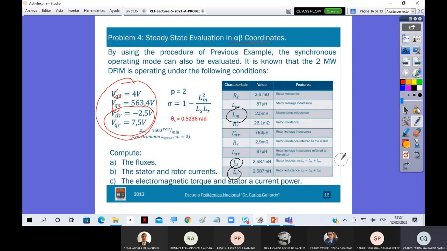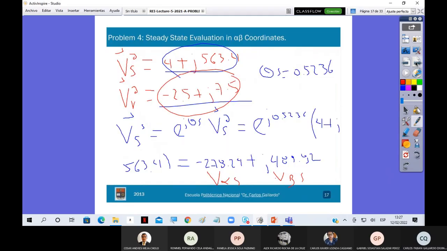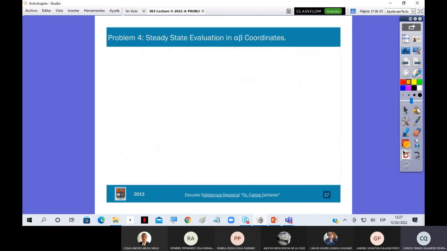Okay, about the currents, the second question. We have already computed the fluxes. So now we need to compute the stator and rotor currents, and finally the electromagnetic torque and the stator and rotor powers. Okay, so let's continue with the currents. We have already derived the equation for the currents.